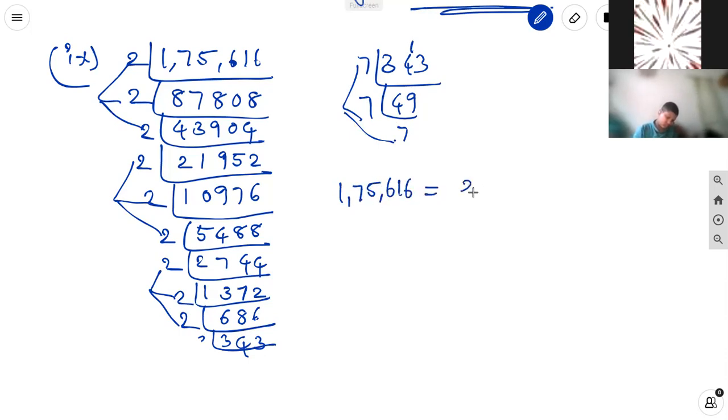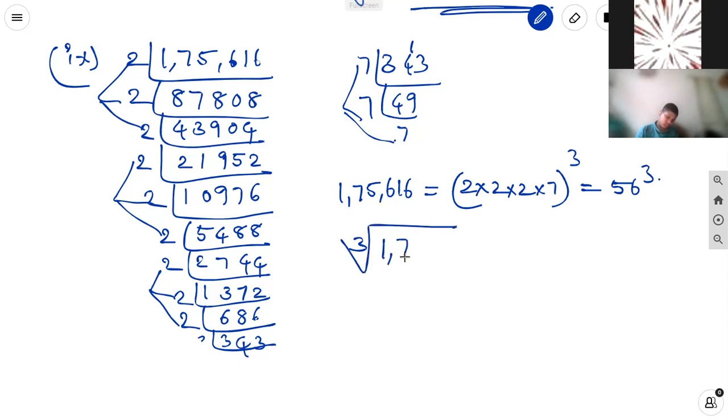So 1,75,616 equals 2 into 2 into 2 into 7 whole cube. 2 twos are 4, 4 twos are 8, 8 sevens are 56 cube. So the cube root of 1,75,616 equals 56. That is the answer.